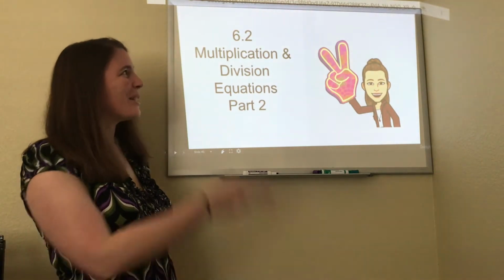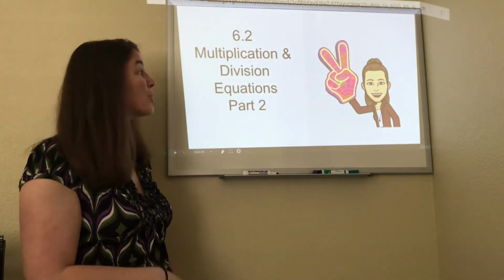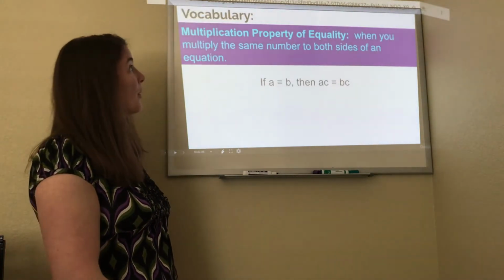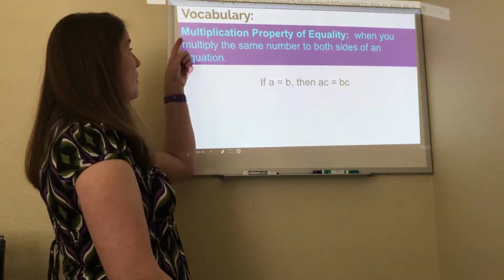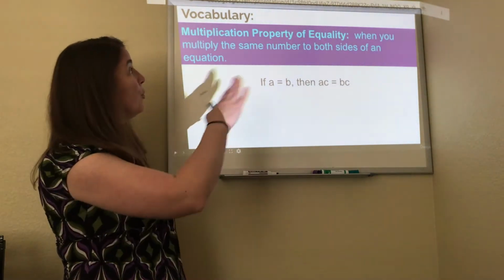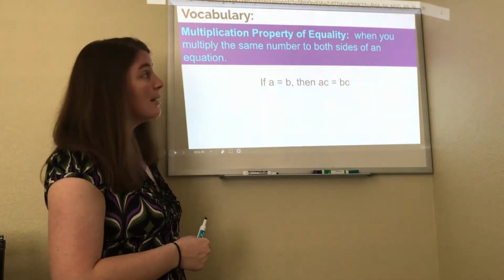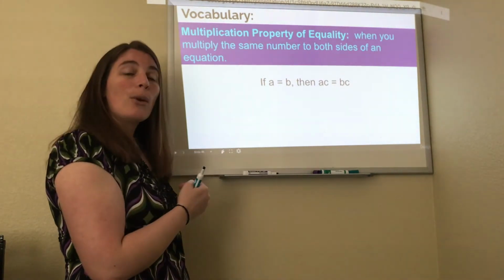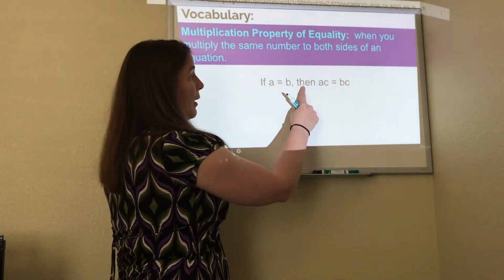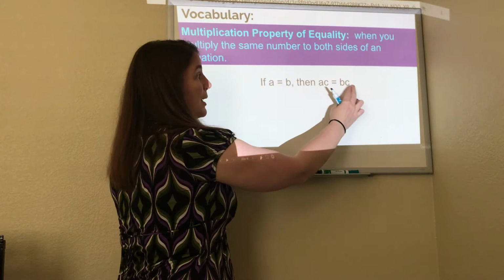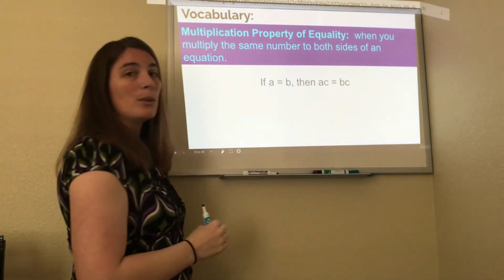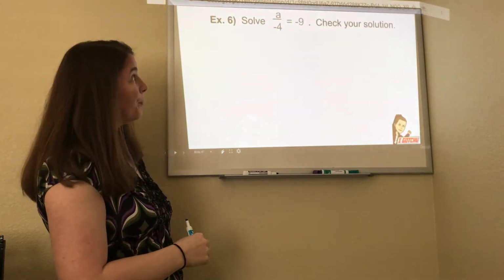All right, we're going to be doing 6.2, and this is going to be part 2 of multiplication and division equations. Today we're going to be doing the multiplication property of equality, and that means when you multiply the same number to both sides of an equation, your equation will still be equal. So if I have A equals B, then if I multiply both sides by C, or the same number, the equation will still be equal. So let's get into it.